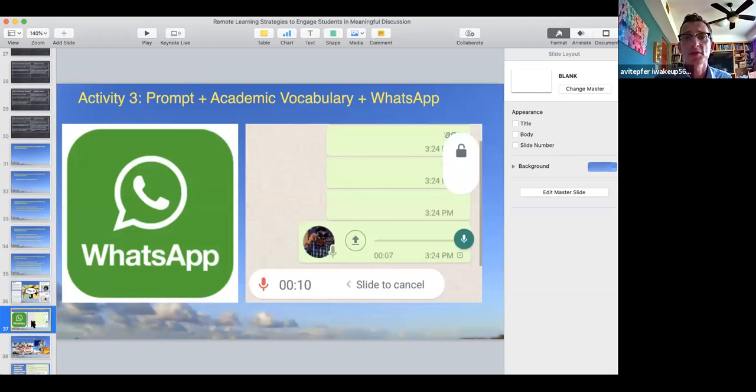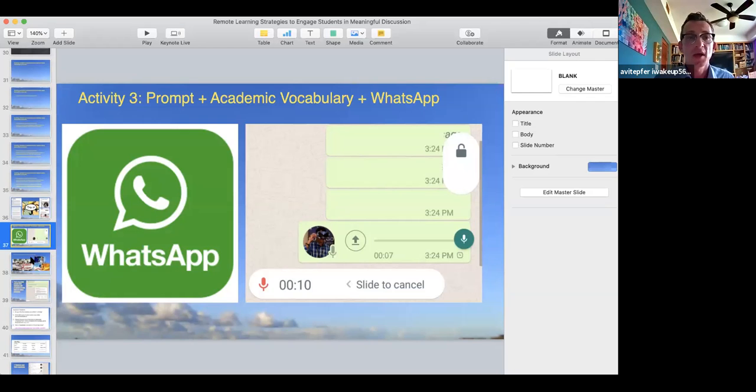We're going to go back to our WhatsApp protocol, and we're going to add a few pieces to it. I'm going to give you a prompt, which is going to actually be a video today that you'll watch, some academic vocabulary, and we're going to be using WhatsApp. So I'll give you a few slides just to show you an example.